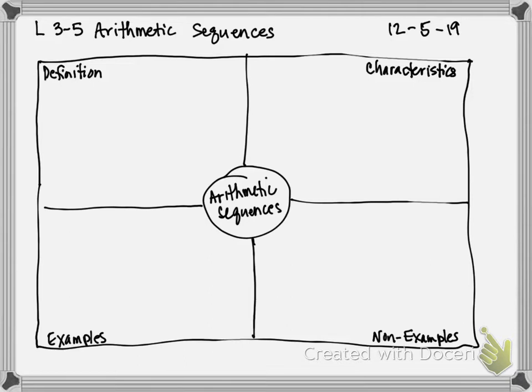There we go. So, arithmetic sequences. We're going to start with the FAIR model and talk about what an arithmetic sequence is, what its characteristics are, what some examples are, and what some non-examples are. You have done these since elementary school, but your teacher didn't call them that. Your teacher called them, let's find a pattern. Can you predict what's going to come next?